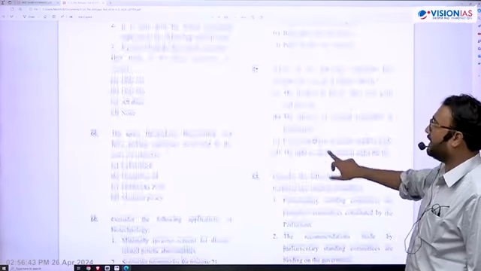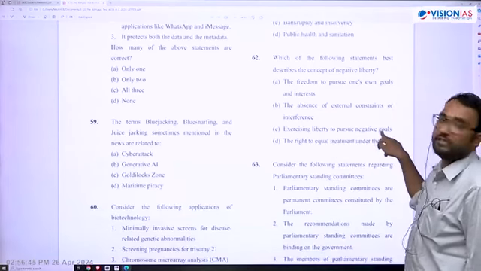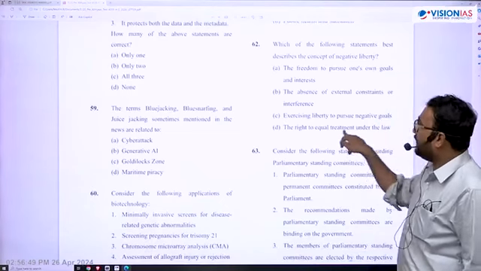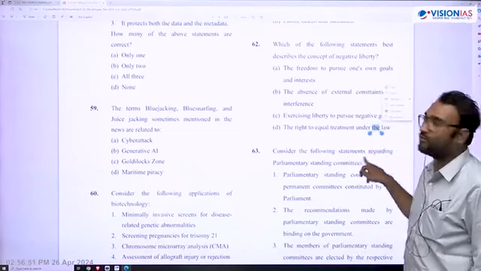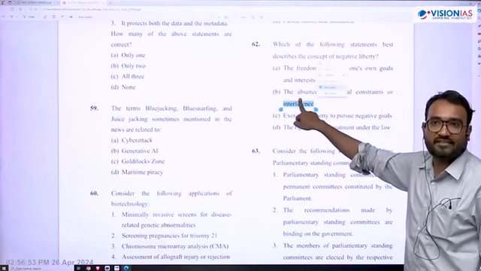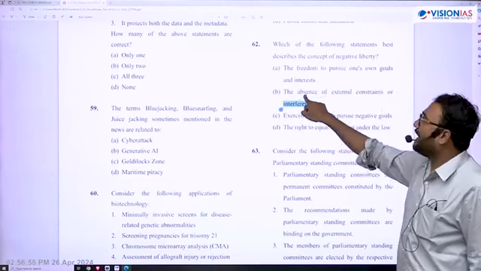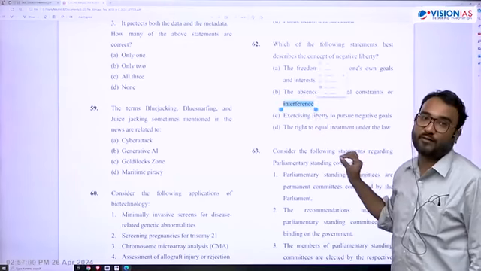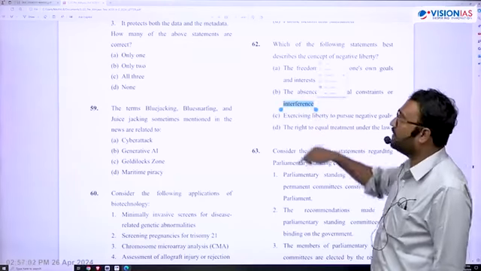Let's see what is next. Exercising liberty to pursue negative goals. Okay, negative goals. The right to equal treatment under the law. This has nothing to do with it. So the answer would be 62B for Bombay, that is absence of external constraint or interference. Sometimes UPSC also gives these kinds of options. You have to be very vigilant. So we'll settle for 62B.